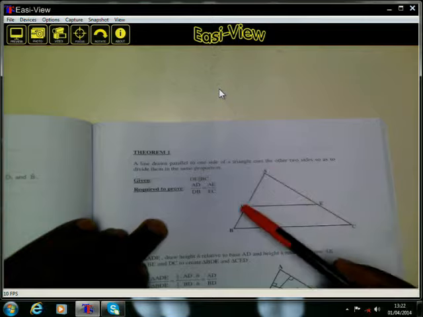Now the statement went on to say a line drawn parallel to one side of a triangle cuts the other two sides, and that is basically what D and E have done to both AB and AC. D has cut AB at this point and E has cut AC at this point. So we are told that this line, which is parallel to this, must divide these sides in the same proportion. What are those proportions? Side AD over side DB must be equal to side AE over side EC. That is what is requested of us.